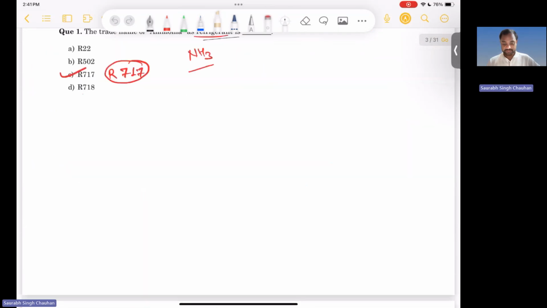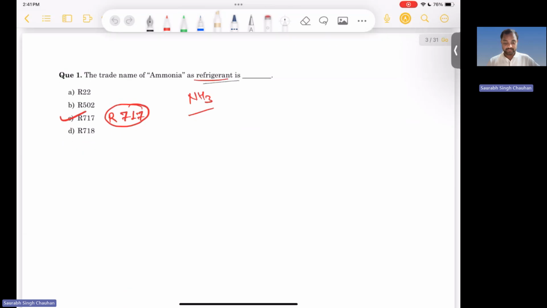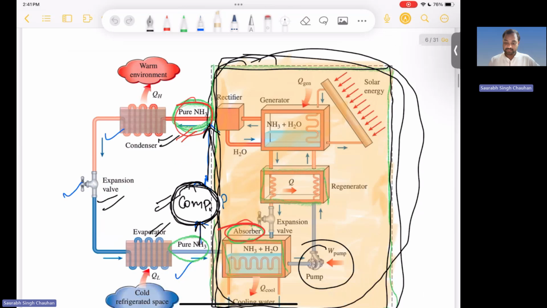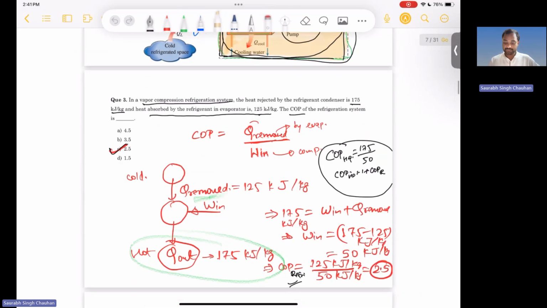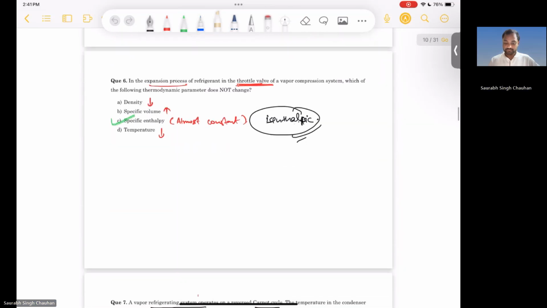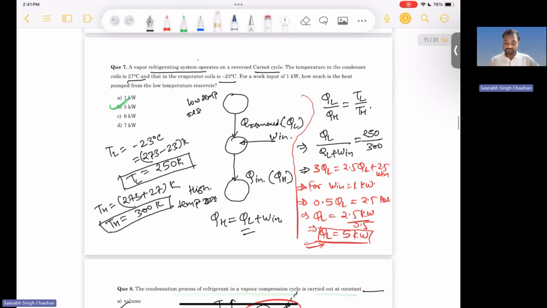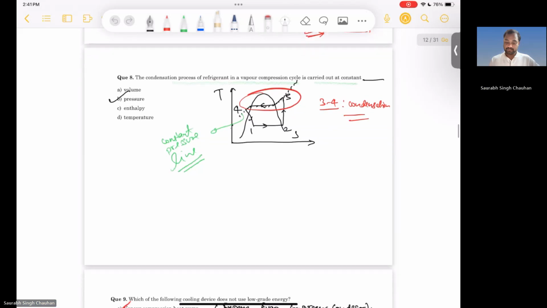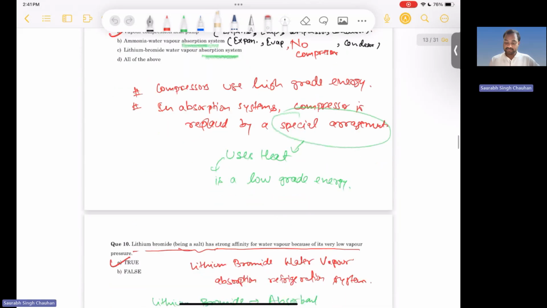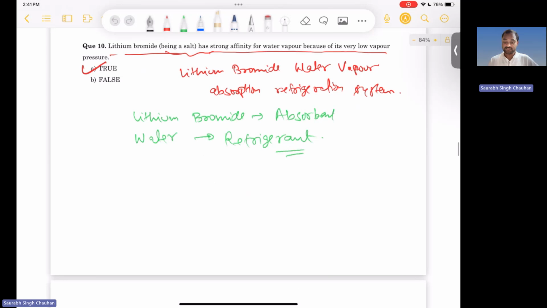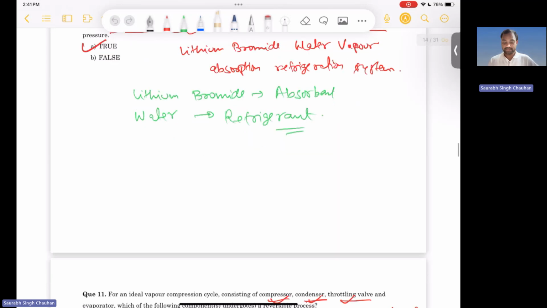So we have discussed refrigerators, how we name the refrigerants, and the absorption systems. Basically, we have discussed the ammonia absorption system and the lithium bromide absorption system. We discussed one important concept, that the expansion process in a throttle valve is almost isenthalpic. And we discussed that in an absorption system, we replace the compressor by a special arrangement, and the purpose of that arrangement is to compress the gas using low grade energy, that is heat.